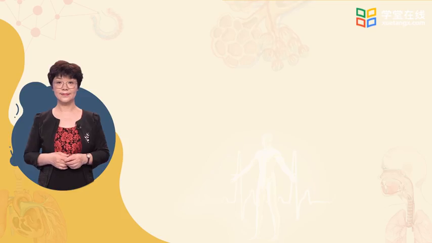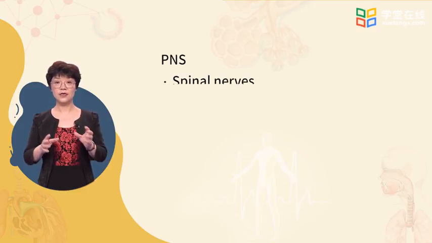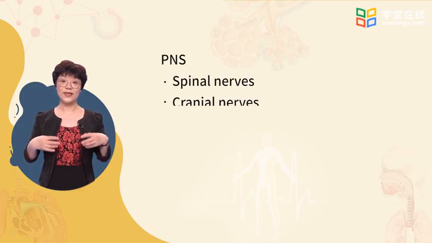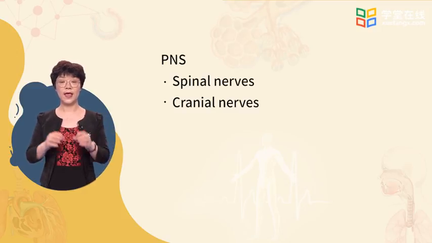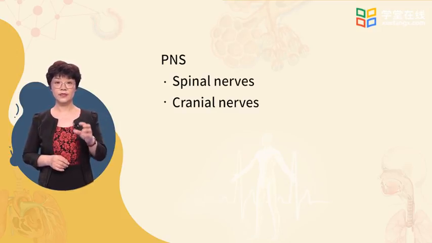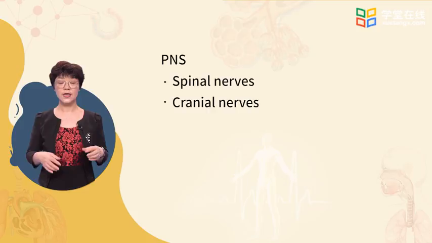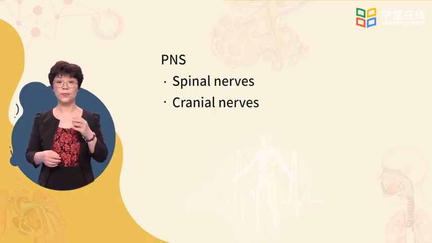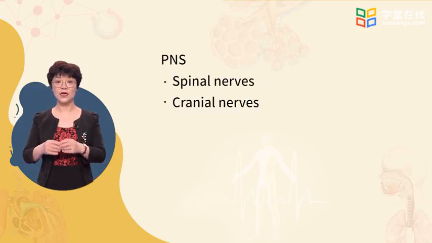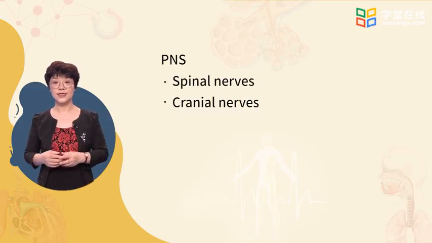The PNS is the part of the nervous system outside the CNS. PNS consists mainly of the nerves, bundles of axons arising from the spinal cord and the brain. Spinal nerves carry impulses to and from the spinal cord, and cranial nerves carry impulses to and from the brain. These peripheral nerves connect all parts of the body to the CNS.